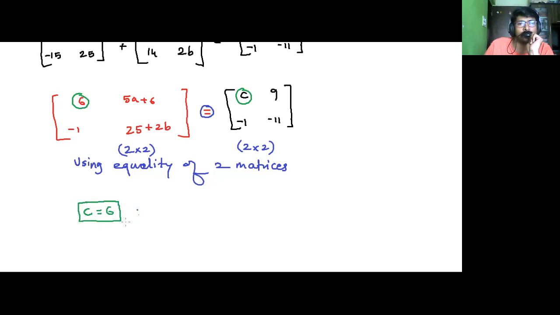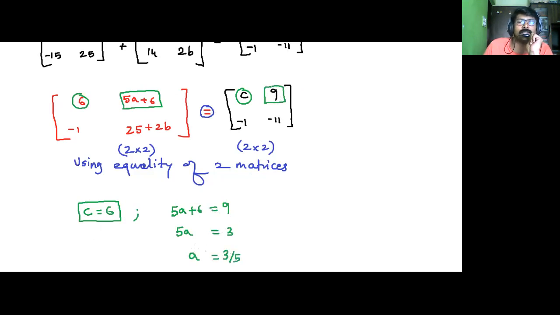Okay. Now next part. If we compare this element of the matrix with this element of the matrix, what will happen? So we got 5a plus 6 is equal to 9. So 5a will become 9 minus 6, that's 3. So a will become 3 upon 5.